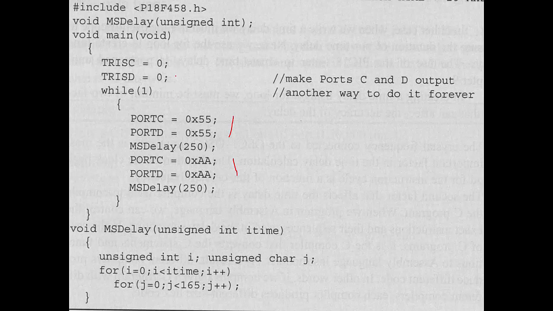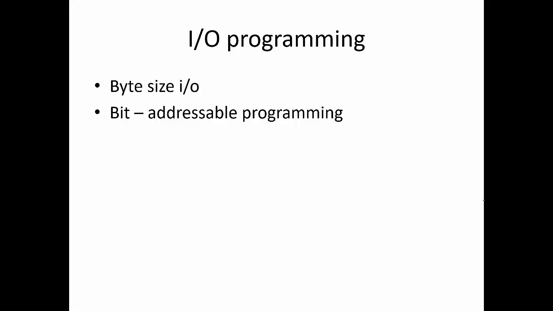So C and D, instead of input, are now your output. So making TRIS C and D as 0. The delay is written here as a function. This is a very simple program. And the next concept is bit addressable programming.